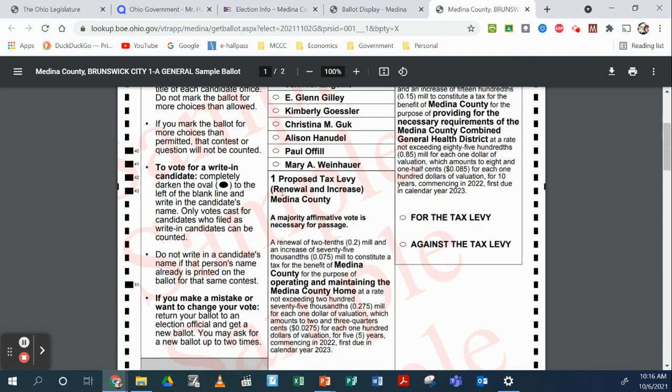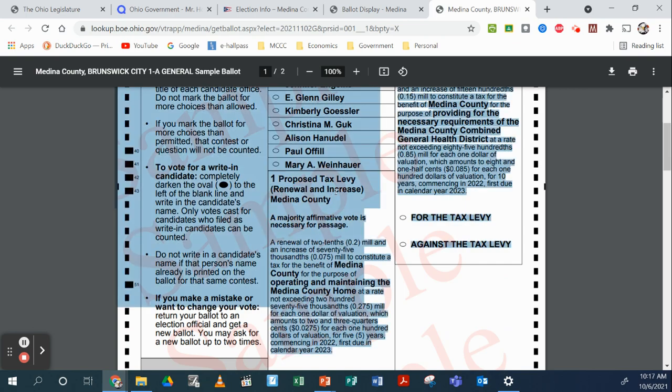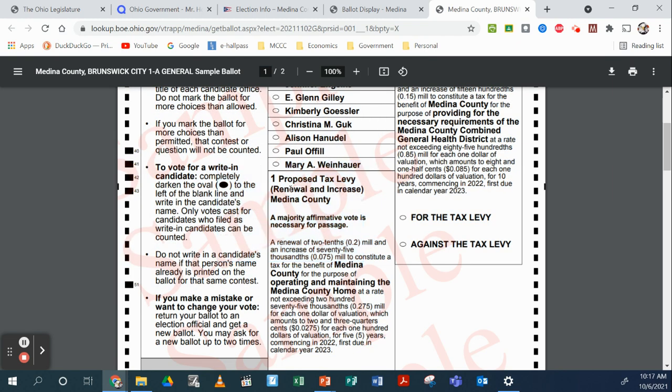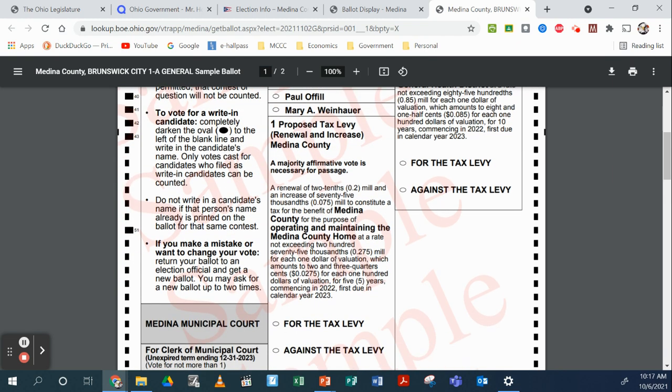This one right here, as you guys are getting into this, some of you are on the verge of being able to vote, if not already able to vote. Renewal and increase. So renewal, this is from Medina County. We've already been paying this tax.